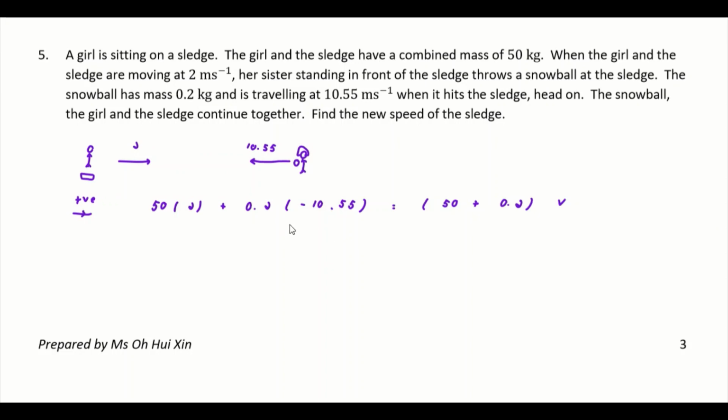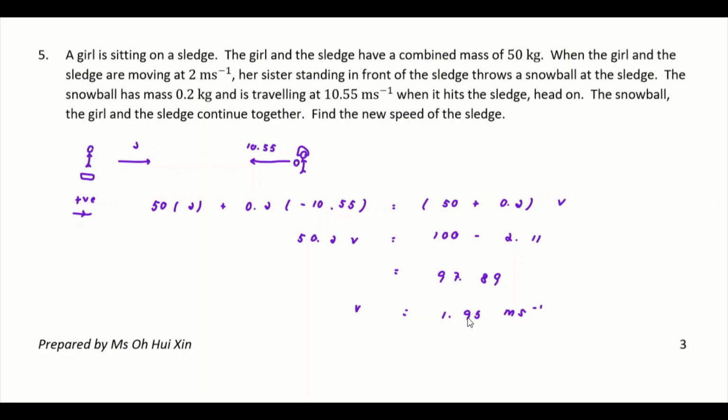To solve it, we have 50.2 V equals 100 minus 10.55 times 0.2, which is 2.11. From here it is 97.89. In 3 significant figures, we get 1.95 meters per second. As you can see, the snowball changed direction because it follows the girl and the sledge. So the snowball slowed down the velocity of the girl from 2 meters per second to 1.95. That's a logical answer.